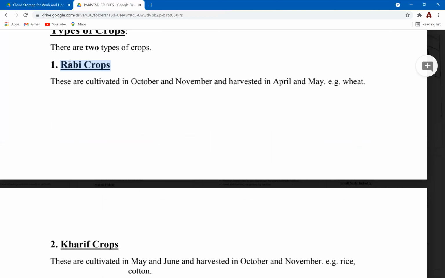So the crops that are cultivated in winters and harvested in summers are called Rabi crops, whereas the crops that are cultivated in summers and harvested in winters are known as Kharif crops.